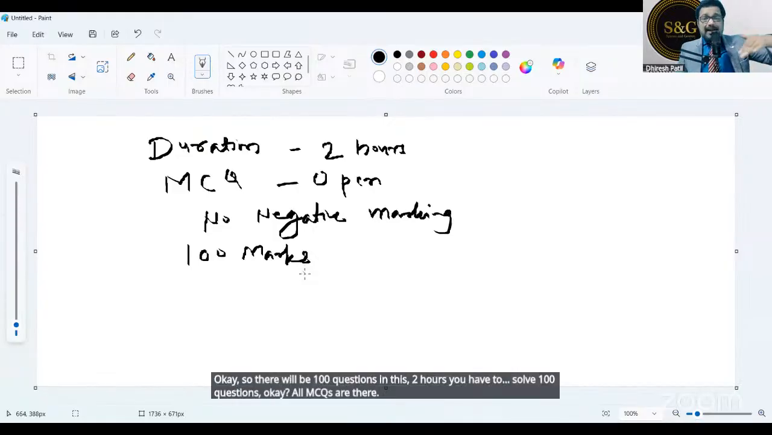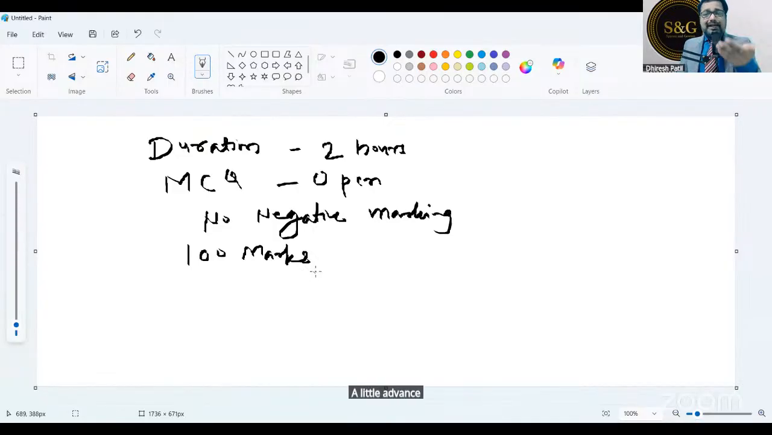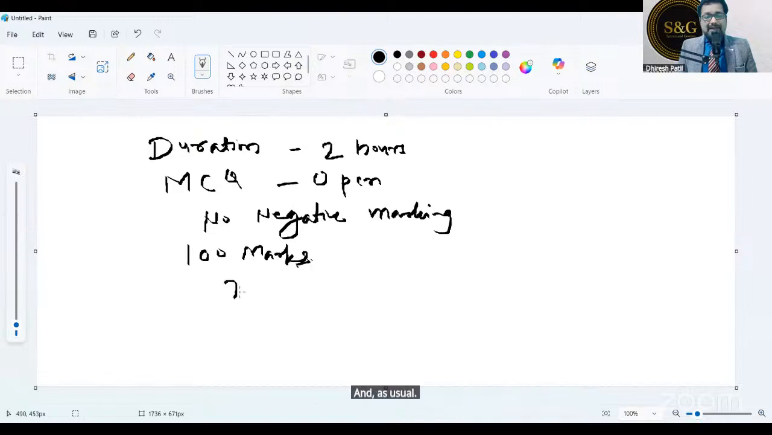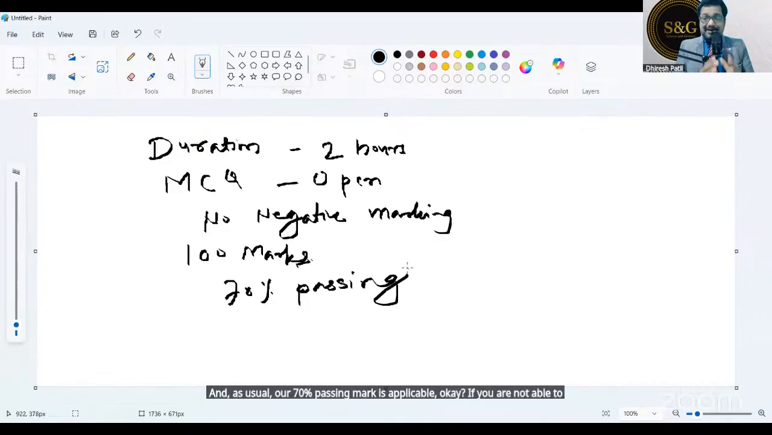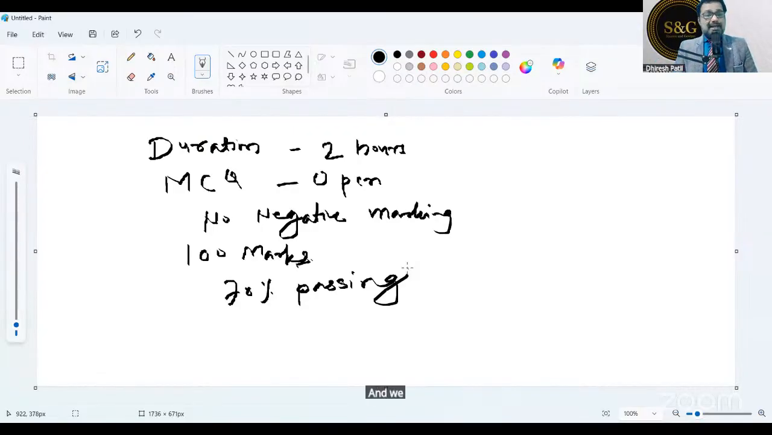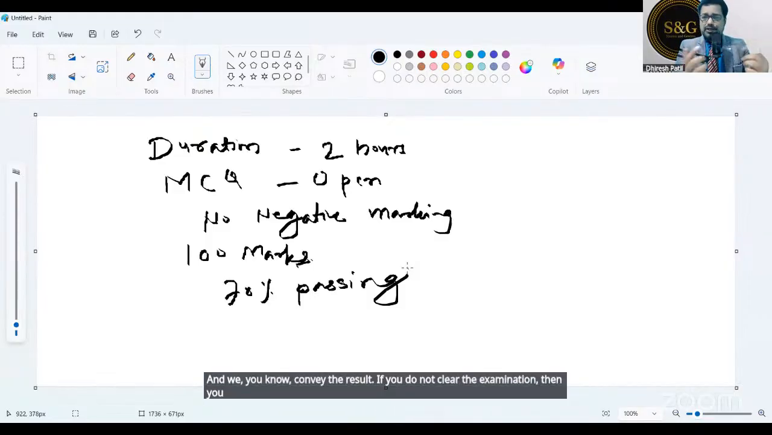A little advanced, a little tougher than the green belt level, obviously, because the black belt is supposed to be the tougher examination. And as usual, our 70% passing mark is applicable. If you are not able to score 70%, our mentor checks each and every answer manually. We check that and convey the result. If you do not clear the examination, then you go for the re-examination. We will take your re-examination, not a problem.